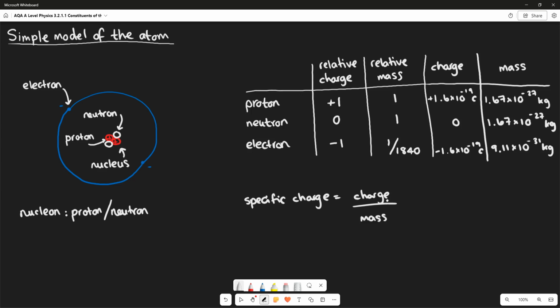You'll notice as well that if you were to do this calculation for the neutron, you would be dividing 0, the charge, by the mass, and that will return an error on your calculator. So the neutron doesn't have a specific charge.